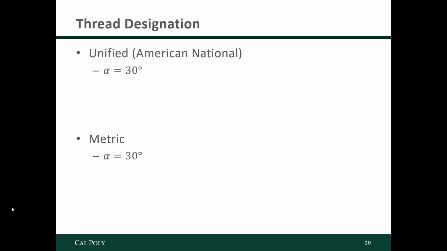Some more information about thread designations, so you know the basics, 1/4-20. Well, we've got two systems. We've got the unified or American national system, and we've got the metric system. For both of them, the thread angle is 30 degrees. A basic thread designation from the unified system is 1/4-20, and we write a UN after it, just to be even more explicit that we're talking about the unified threads. First number there is the diameter, typically in inches, and then the second number is the number of threads per inch, the inverse of the pitch.